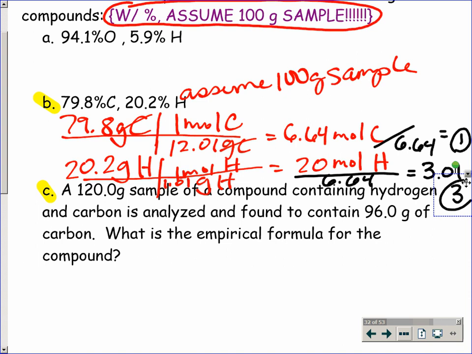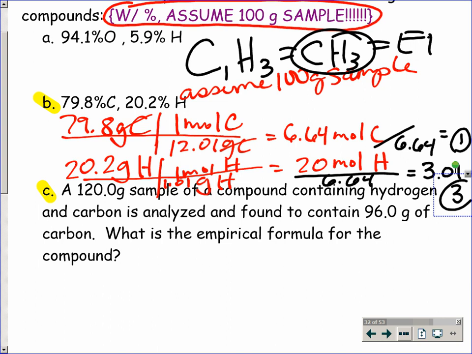to 3. Okay, so we've taken the moles, we divided by the smallest moles, and then we get that integer that I've circled, the 1 and the 3, we've rounded, and those are now the what? Subscripts. So the formula for this is C1H3, or just CH3. And that's your empirical formula. You just take the numbers, you call them subscripts, you move on. You guys okay? All right, so we know our 3 steps at this point.